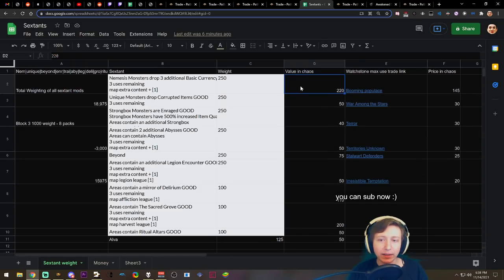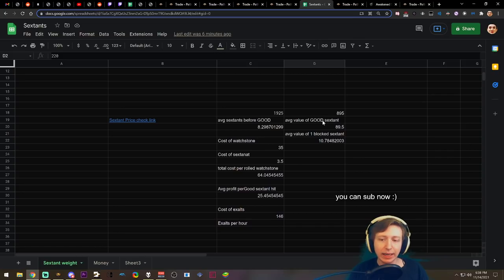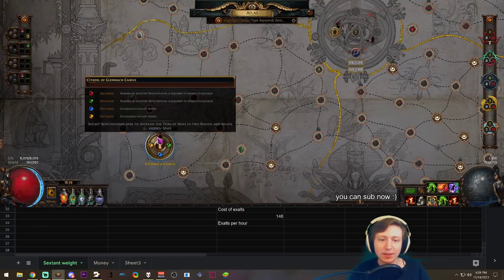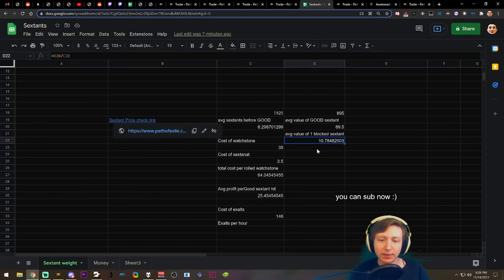All right. I have added the value in chaos of each of these sextants, and the average value is going to be 90 chaos for each of these sextants. The total value for all of them is about 895. That's just so I could math it all out. So the average value of one blocked sextant, right? The average value of you using each and every one of your sextants is 10.7 chaos. That is the average value of one sextant you use on a watchstone that's blocked by three, right? This is what this means. So every time I use a sextant here, I'm getting an average value out of it of 10 chaos, which is very, very nice. But that's not the average profit that we are expecting to hit.